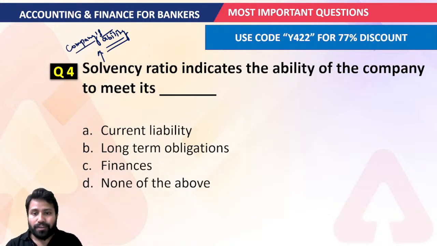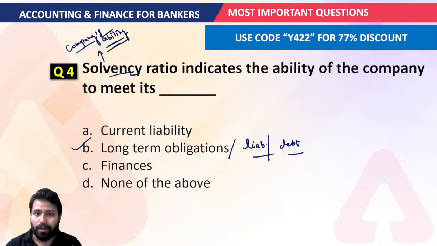So when I talk about solvency, you can understand, is the company able to pay off all its long term liabilities in the future as well? That is represented by the solvency ratio. So the correct answer should be long term obligations, or rather say liabilities, or rather say debt. All those terms are the same. Now I think everyone understands this, so the correct answer should be your second option.